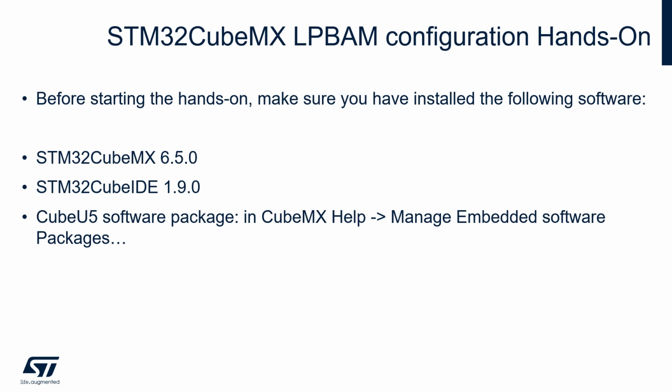Before I start the hands-on portion of the video, please make sure you have downloaded the necessary software. CubeMX will need to be at least version 6.5.0, as this is when the LPBAM utility was introduced. You will also want to make sure you have CubeIDE 1.9.0 to ensure compatibility. You can download the CubeU5 firmware package through CubeMX under Help, Manage Embedded Software Packages.